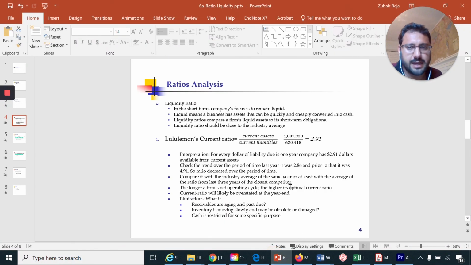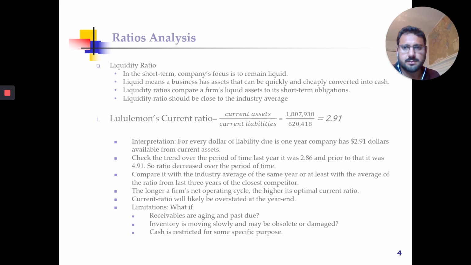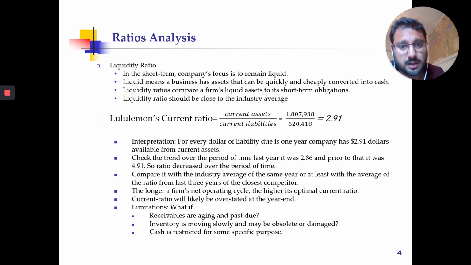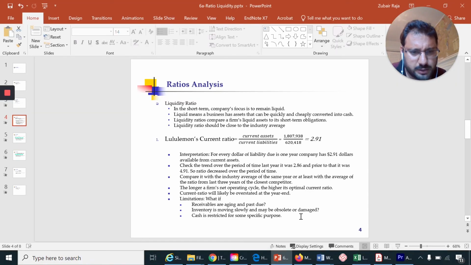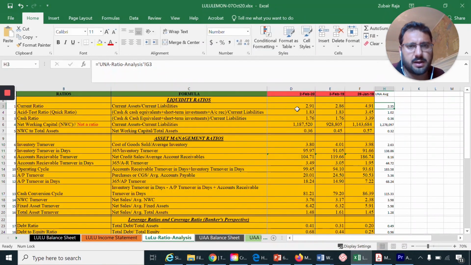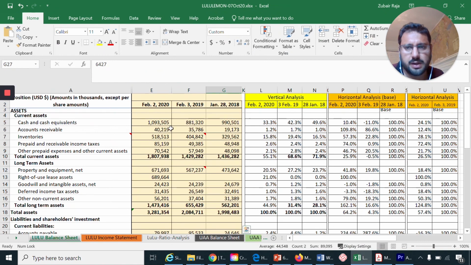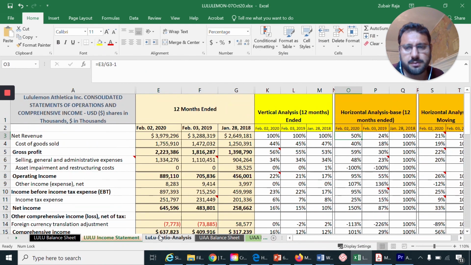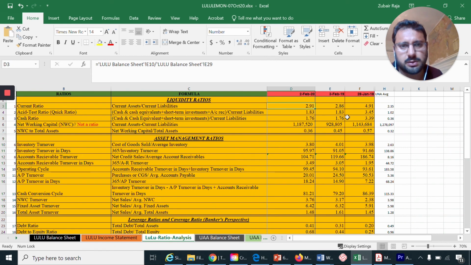So coming back to the slides, the interpretation first of all is important, and we have seen that over the period of time, Lululemon's ratio has decreased. And one thing about the calculation: if you are using Excel, it's not a hard thing. If you have the balance sheet and the income statement of Lululemon, you do not have to manually calculate it. Let's suppose I have to calculate these three ratios, this one and this one.